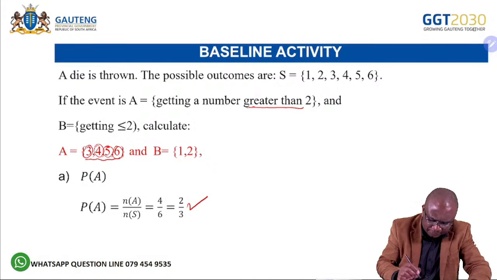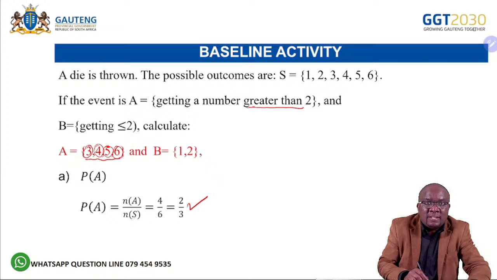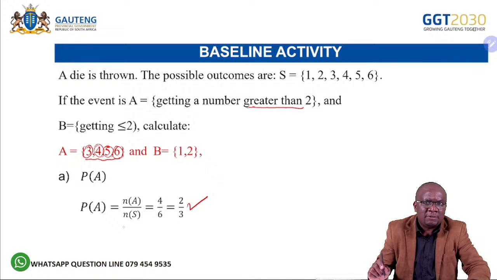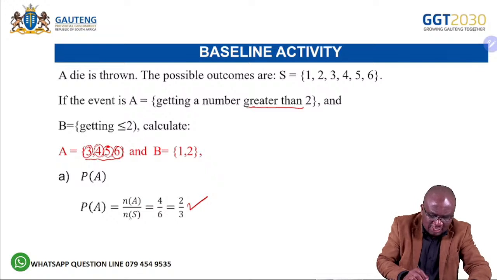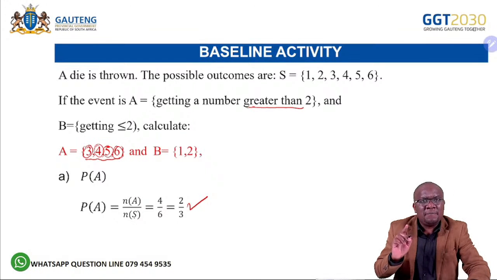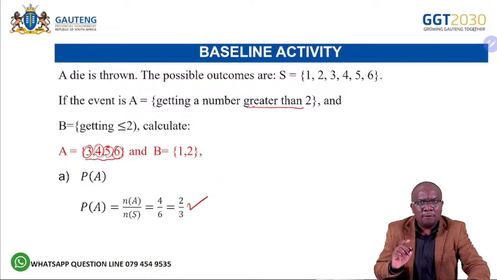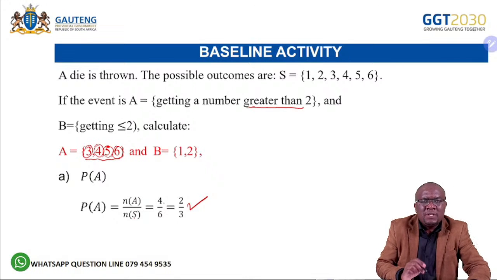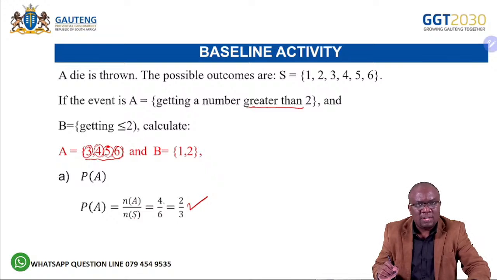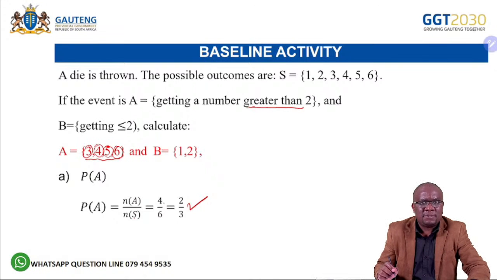Okay, mark that. Right. So the probability of A is the number of outcomes that we want, the favorable outcomes, divided by the number of items in the sample space, which is all the possible outcomes. If you throw a die, there are 6 possible outcomes, so that forms the denominator. The numbers greater than 2, there are 4 of them, that forms the numerator. So 4 out of 6, which is 2 out of 3 when you reduce to lowest terms.